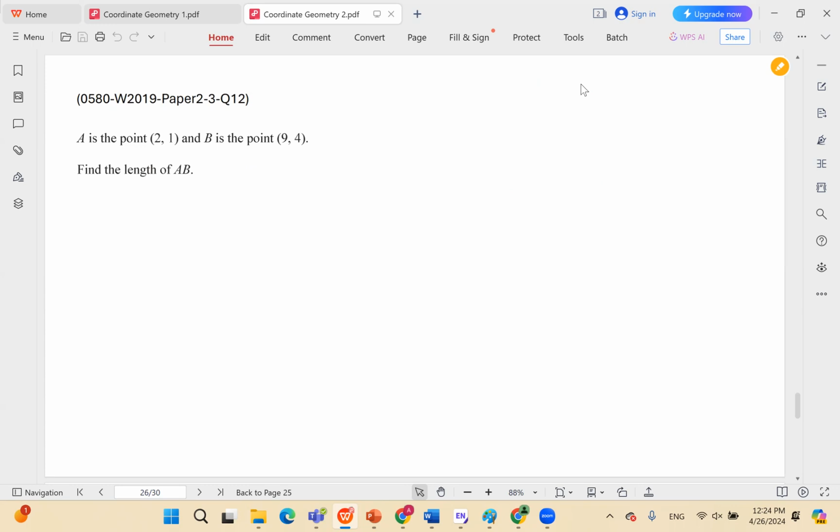Again, we have 2 points here and we want to find the length of AB. So we first write down the formula for length or distance, which is D equals root of (x2 minus x1) squared plus (y2 minus y1) squared. And we plug in the values. So we have x1, y1, x2, and y2.